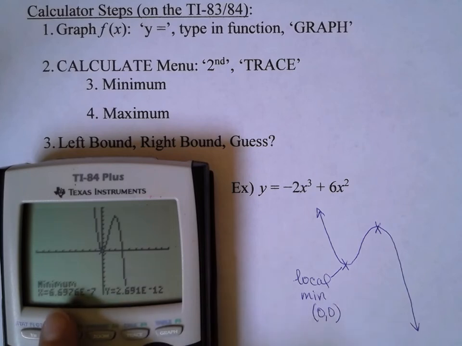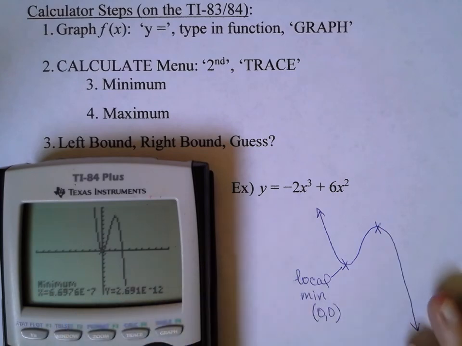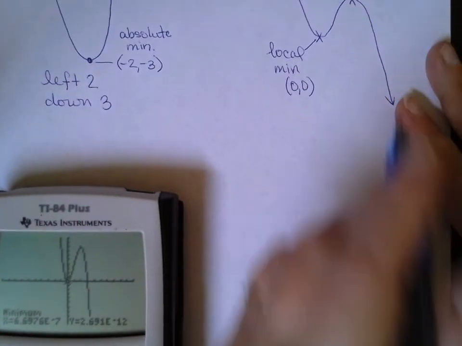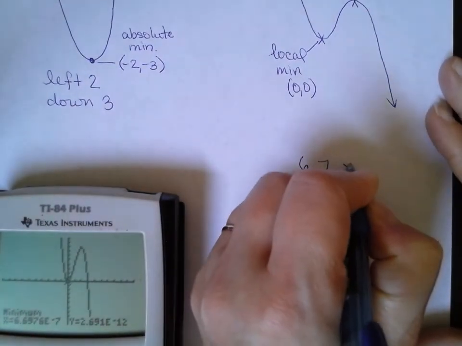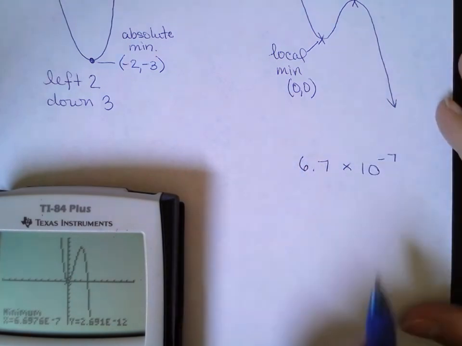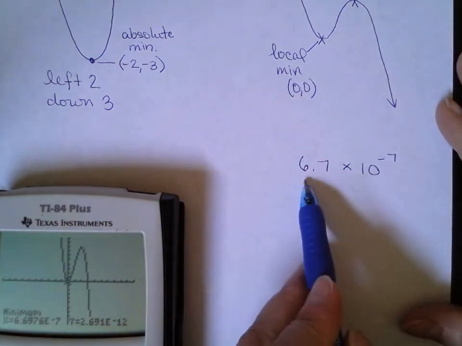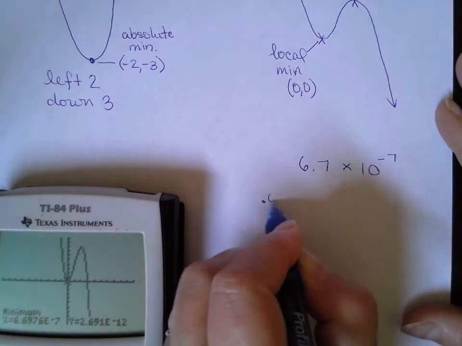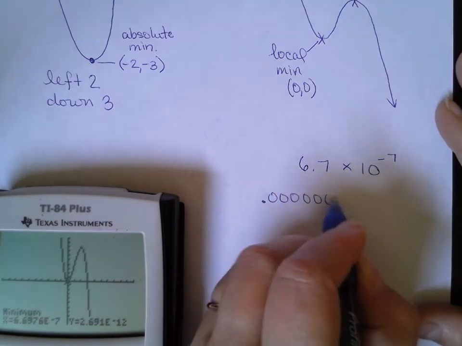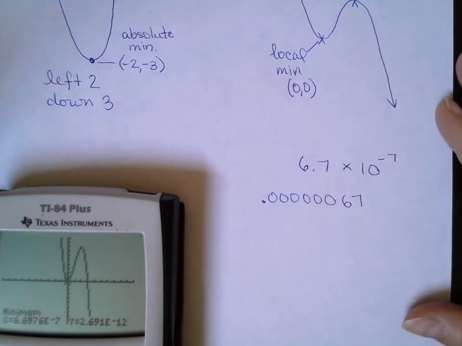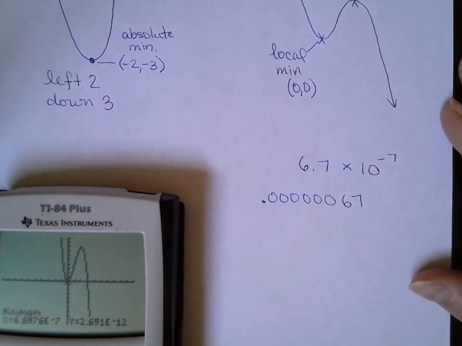This is scientific notation. So this is 6.7. The E here means times 10 to the negative 7. I'll move this back in a second, but let's write that down. So this is like 6.7 times 10 to the negative 7. That means I need to move the decimal 7 places to the left. So that's 2, 3, 4, 5, 6 zeros in front of the 6, 7. Okay, so yeah, it's not 0, 0, but we're going to round it to 0, 0 because it's a really tiny decimal.